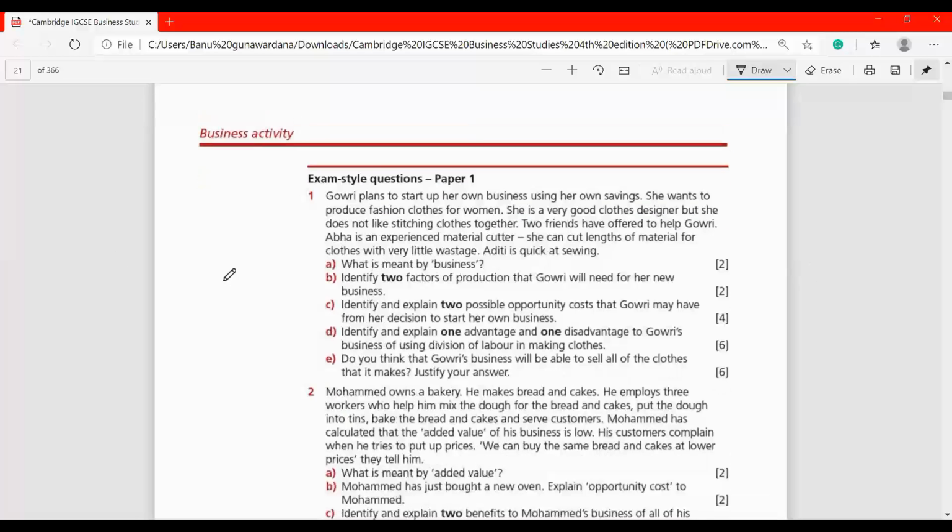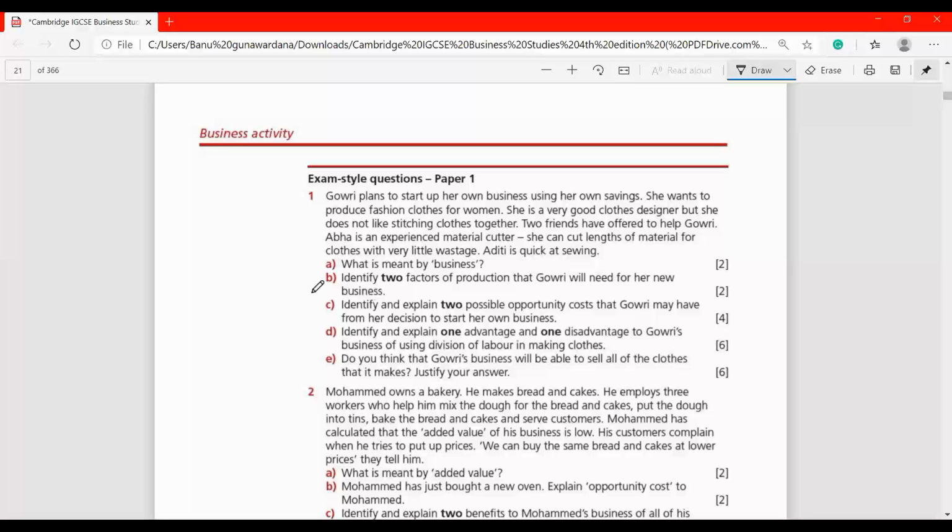So here the first question that we have is a 2 marks question. As you can see, what is meant by a business? So actually this is like a revision summary of today's lesson. So hope you will find time to answer these questions as well. Okay, so what is a business? A business is an organization where they combine the scarce factors of production in order to produce goods and services.